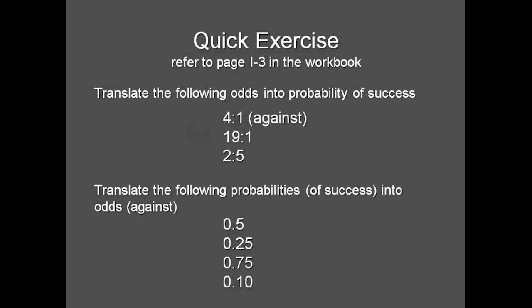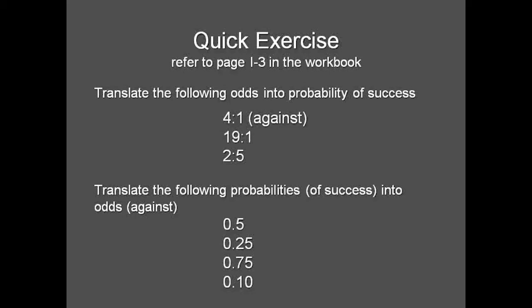2-to-5 odds against. These are the kind of odds you see on the favorite at the racetrack, right? That there's 7 chances total. 5 of them are wins. 2 of them are losses. So 5 chances out of 7 of winning, that's a 5/7 probability of success.